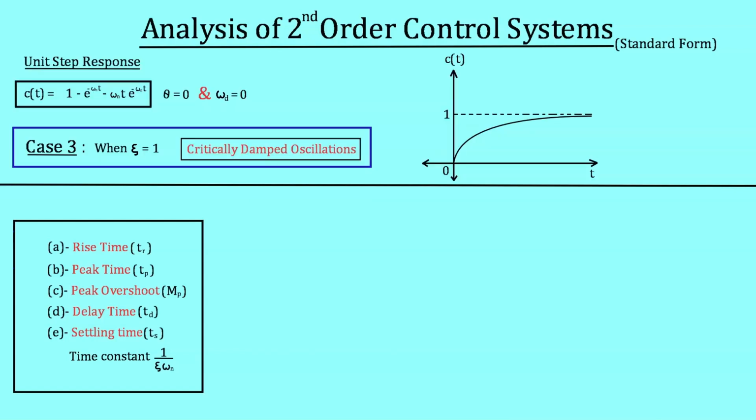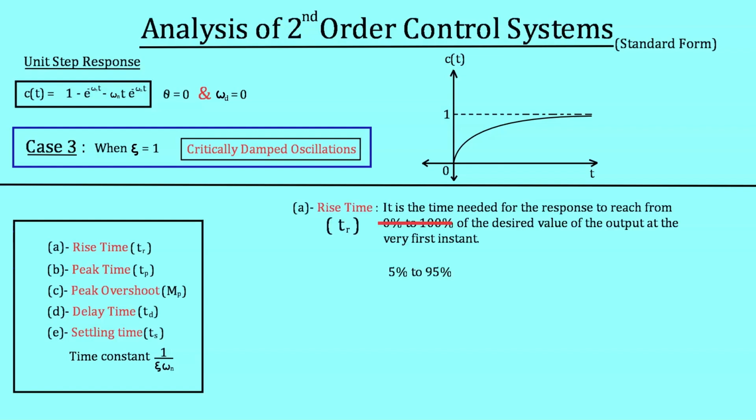An approximate output profile is also shown on the screen for the unit step response for case 3. The rise time definition is slightly different from the definition which we have seen in the case of underdamped oscillations. The only difference comes in the percentage values. Here, it is the time required for the response to reach from 5% to 95% of the desired value of the output at the very first instant. You should not be expecting formulas in this case. If any question comes from these cases, it will be much better if you manually solve the problem rather than being dependent on the formulas.